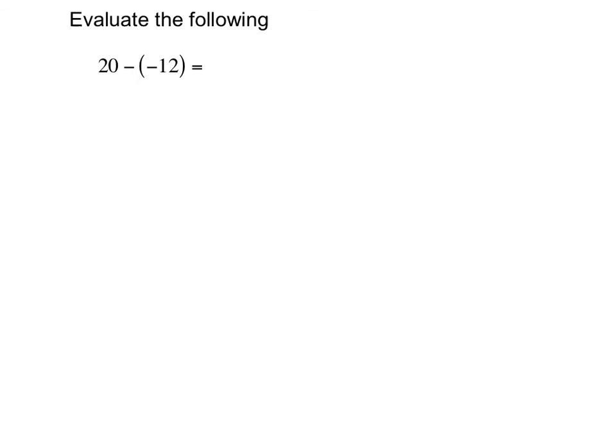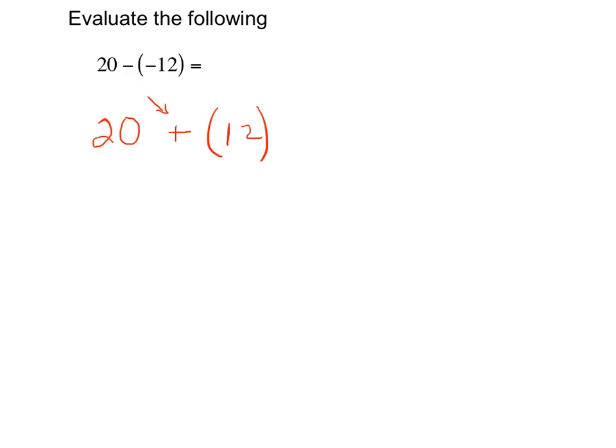Okay, this final problem, we are taking the 20 and subtracting negative 12. Well, I'm going to take the 20, and instead of subtracting, I'm going to add. And instead of subtracting negative 12, I'm going to add the opposite of negative 12, which is positive 12. Now that's a regular elementary problem. It's just simply 20 plus 12, and that is 32.